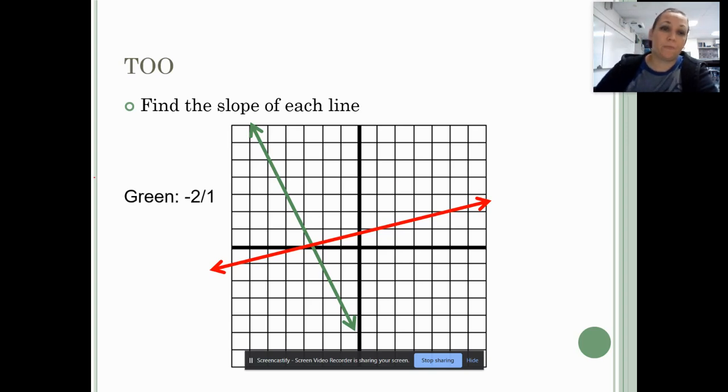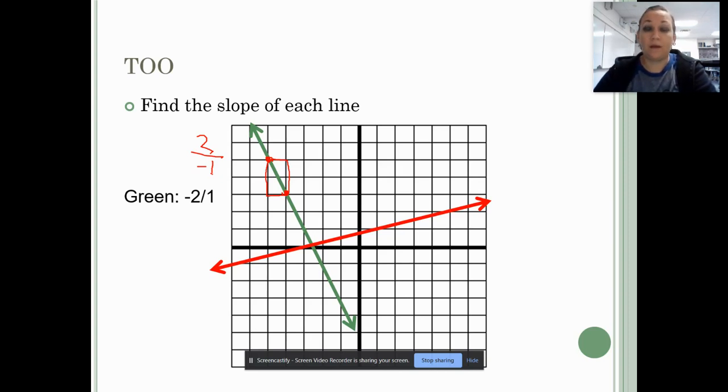So for my green line, I got a slope of -2 over 1. Notice that I still wrote it as a fraction, even though it could simplify to a whole number, because I want to know what is my rise and what is my run. So I need those 2 numbers. So if we start here and here, we can go down 2 and right 1. So that would be -2 over 1. We could also go up 2 and left 1. That would give us 2 over -1, which is pretty much the same thing. Okay, so that's my green line.